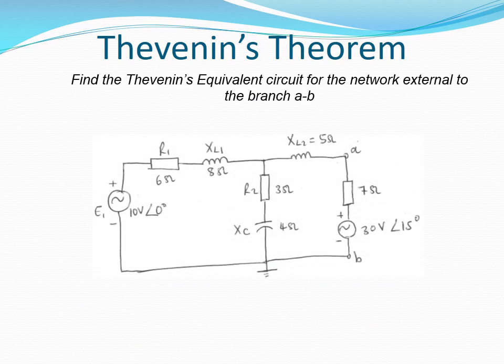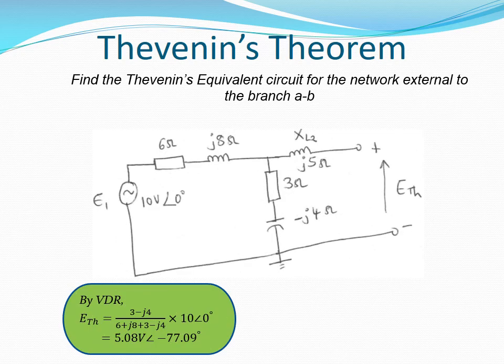Let's look at a second example. We want to find the Thevenin's equivalent circuit for the network external to the branch A, B. The first step is to remove the branch and label the terminals A and B. This is the circuit that we obtain.